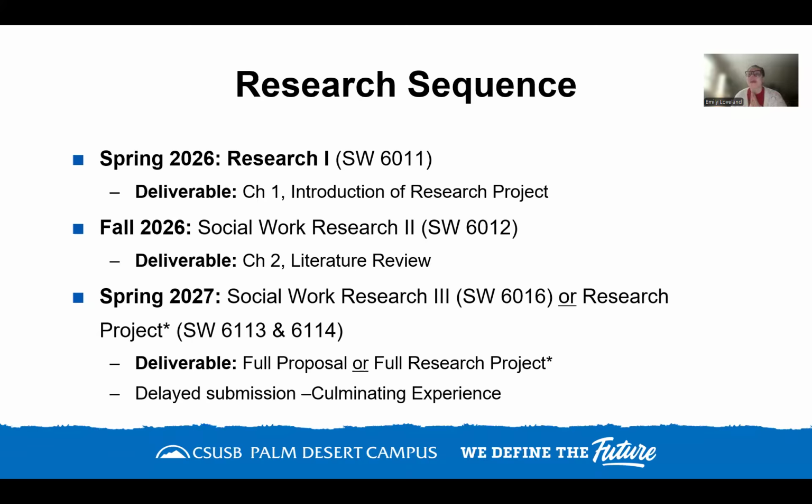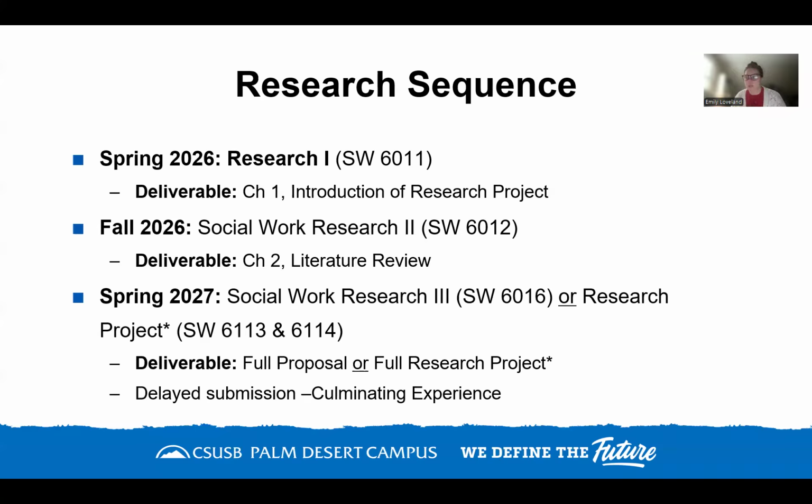Pause there. If you are that uber ambitious, desire to collect data, that sort of thing, you're actually not going to take social work three. What's going to happen is in the fall of 2026, while you're taking social work two, you will also enroll in Social Work 6113. This is an independent study where you will select an instructor. It could be me, it could be someone else who's willing to independently supervise your research project.